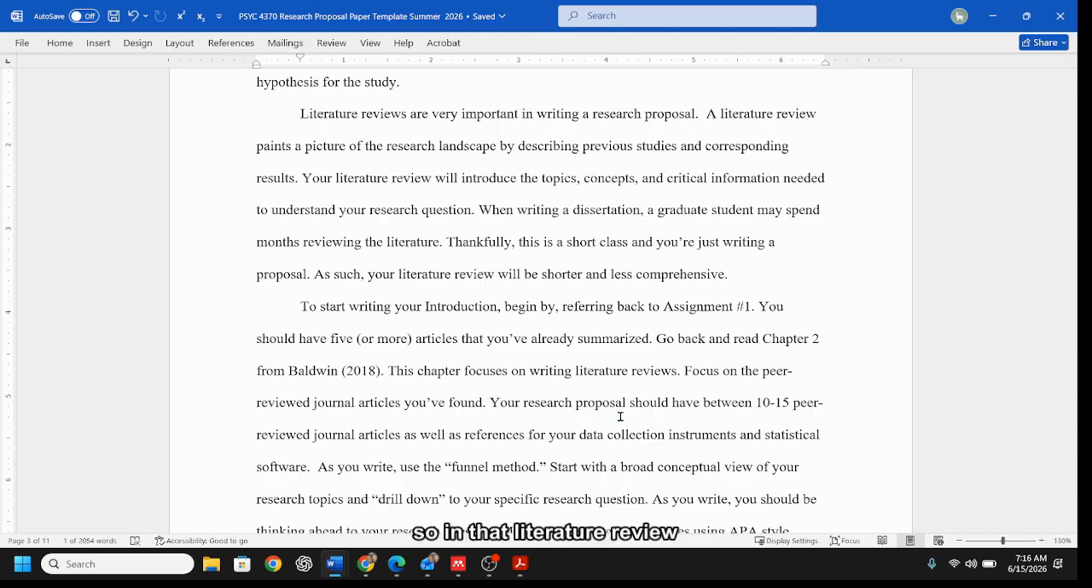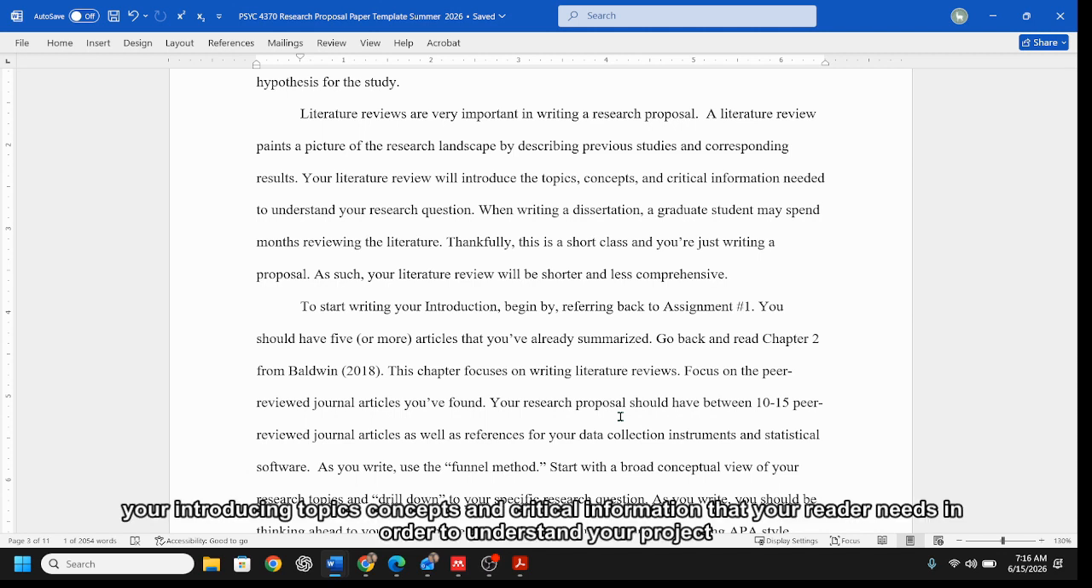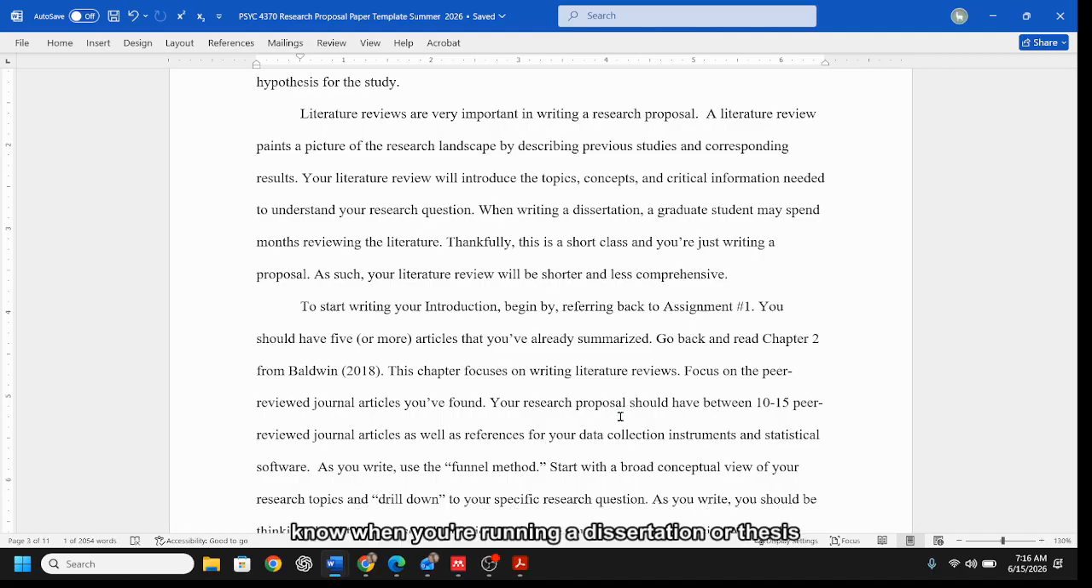So in that literature review, you're introducing topics, concepts, and critical information that your reader needs in order to understand your project. Now, when you're writing a dissertation or a thesis, these are long literature reviews.